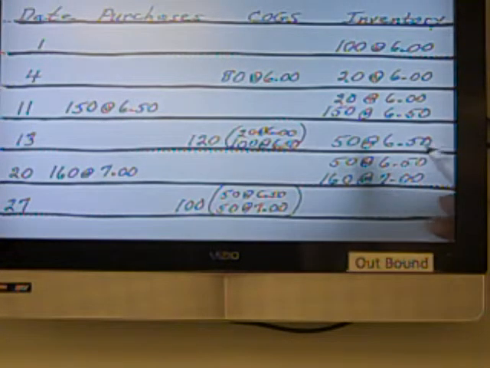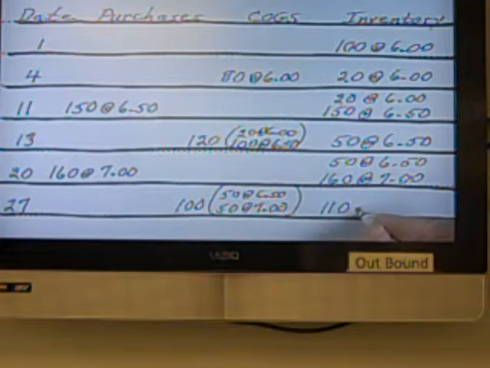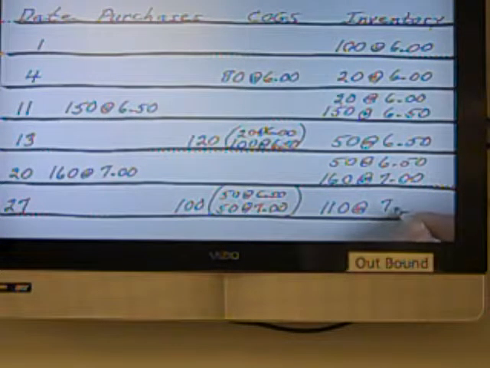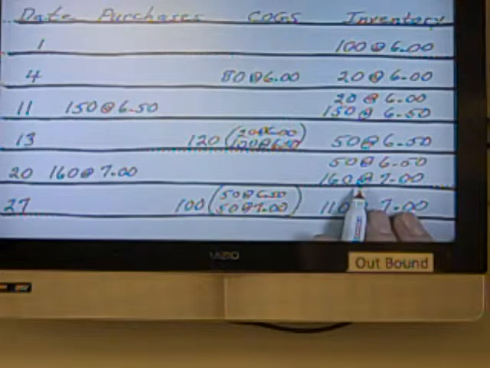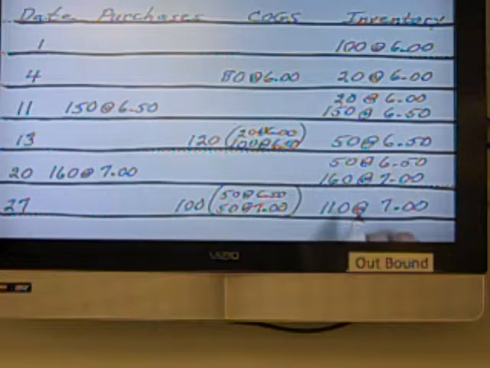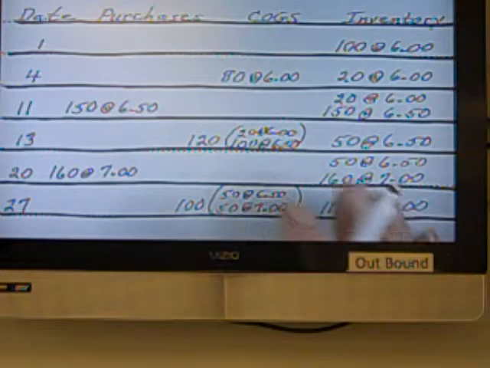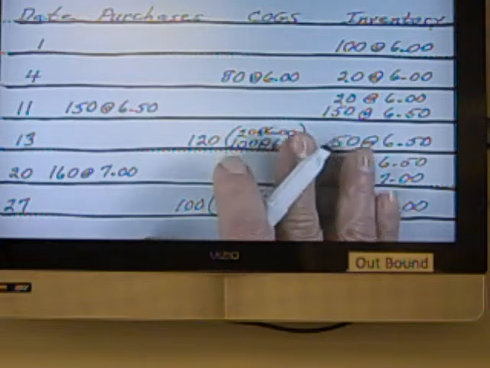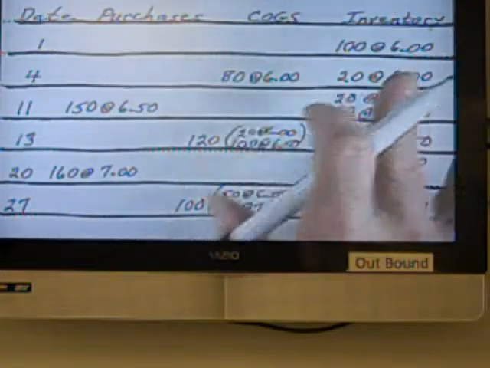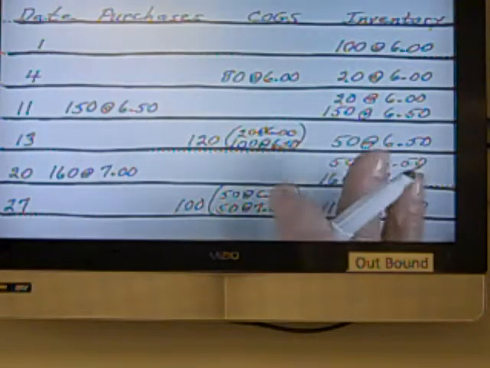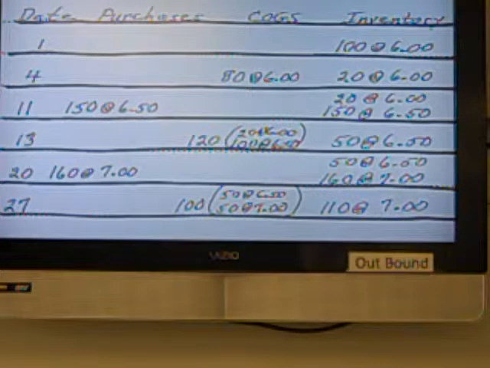So now, if we have sold this 50 at $6.50 and we've sold 50 of these at $7, what's left in inventory now? 110, and that would be 110 at $7 because these 50 have sold and 50 of these have sold, so that leaves us 110 at $7. Now, if you had a perpetual inventory record that was being kept on computer, you would of course extend all these costs. I have not extended those costs simply to keep so many numbers from being on this page and so as not to confuse us with a lot of information.